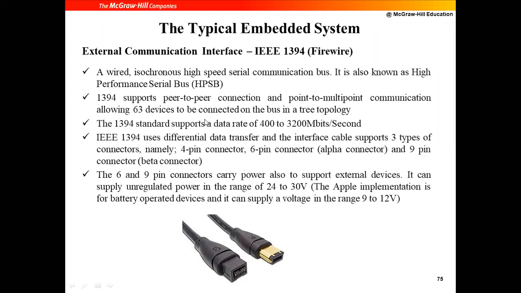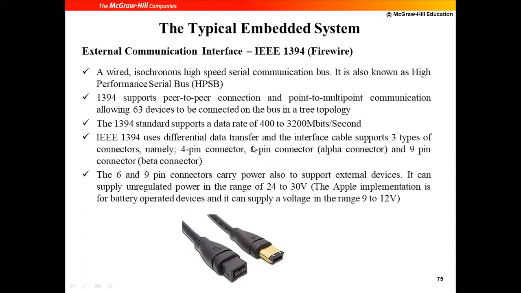Like basically, I'll have a host, and through that particular host, various Firewires can be connected. We can observe here that this supports a data rate of around 400 to 3200 Mbps, that is megabits per second. So the data rate is very high in this case. The transfer rate is very high. It uses differential data transfer here also.